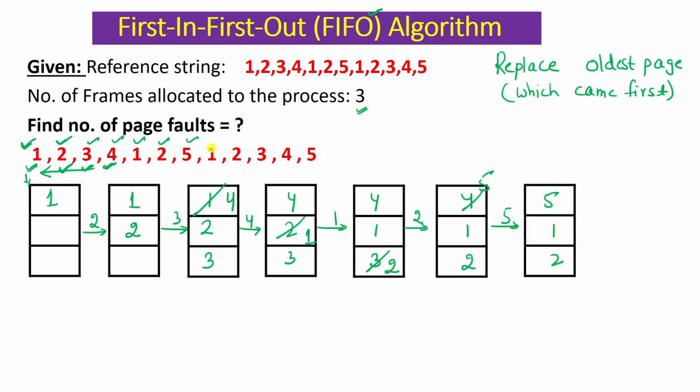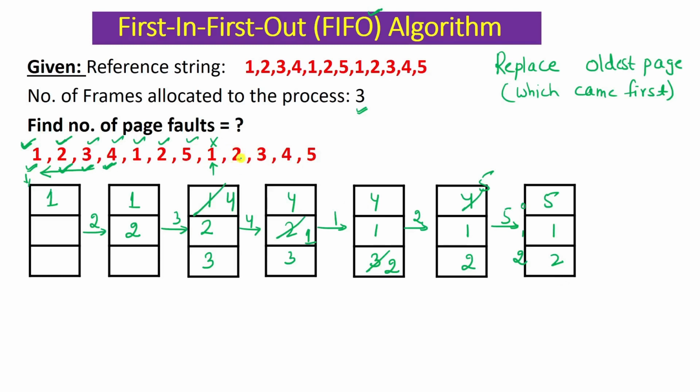Now 1 is referenced again. If we check for the 1, we can find this 1 here. 1 is already present inside the main memory, so its page table will say it is already present. It is mapped to the frame number; you can say this is the 0th frame, this is the first frame, this is the second frame. It is mapped to the first frame, so no page fault will be generated. This can be called a page hit, that means the page is found inside the main memory.